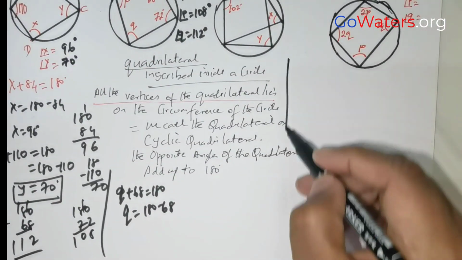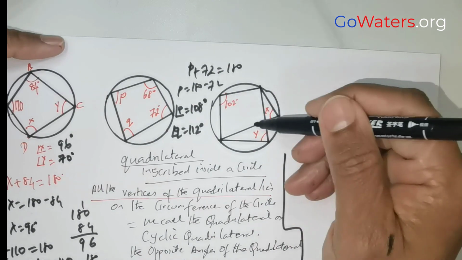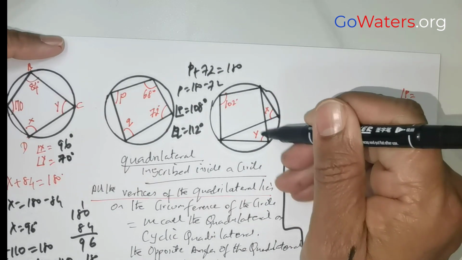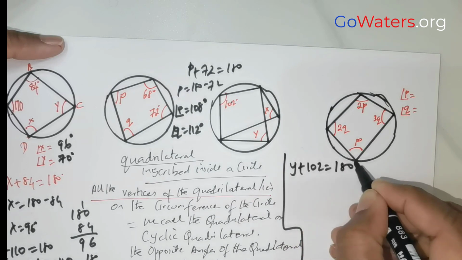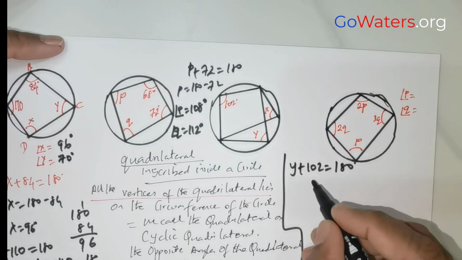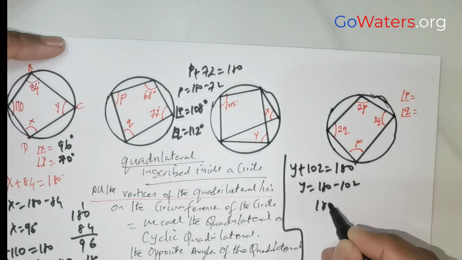Right? Coming to this side. Opposite angles, see, for example, Y and 102. Y plus 102 is 180 degrees. So Y is equal to 180 minus 102. So what's that?